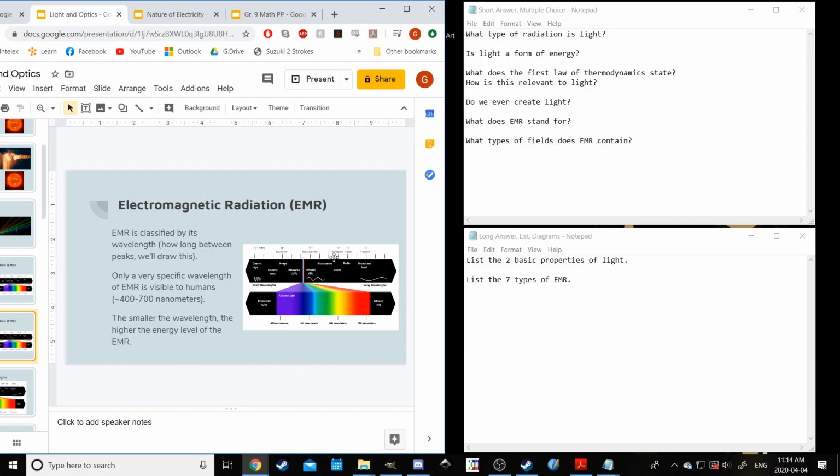EMR is classified by its wavelength. So how is EMR classified? Or what characterizes it?